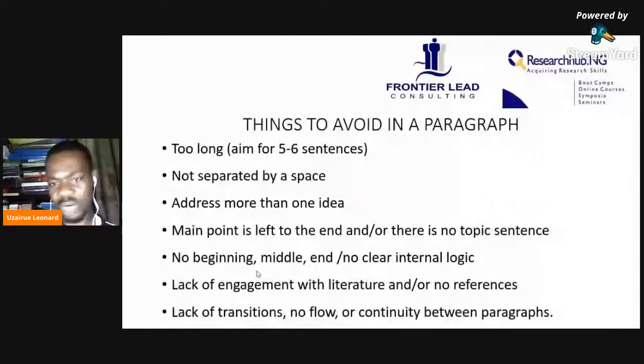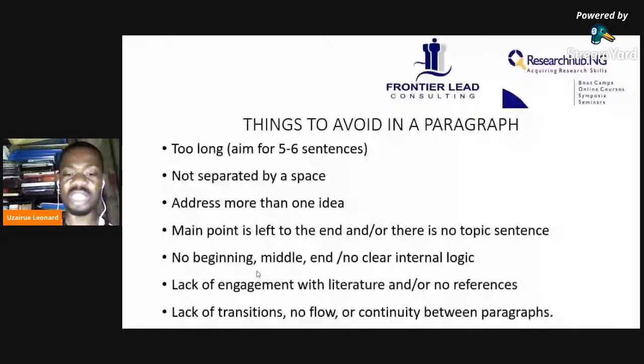Then there are some things that you should avoid in a paragraph. Too long a sentence. You shouldn't have more than 5 to 6 sentences, and more than one idea should not be in a paragraph, as I said earlier. Then the next one is that the main point is left to the end. That will cause your readers to lose interest. Not having a beginning, middle, end, no clear internal logic. You are just presenting your argument whichever way you feel, and it shouldn't be so.